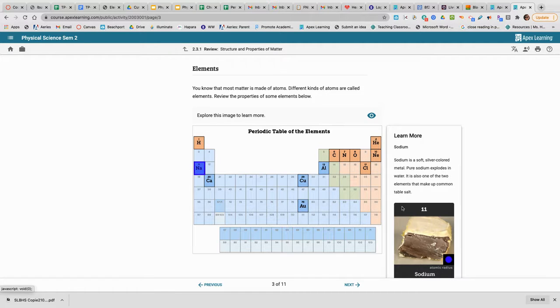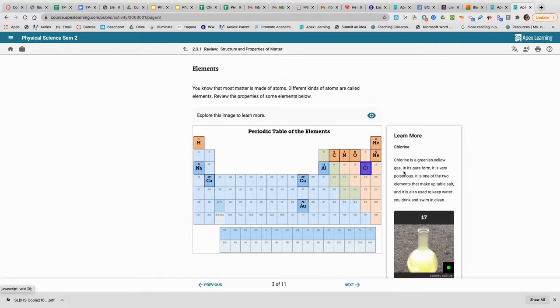It is one of two elements that makes up table salt. As you know, table salt is sodium chloride. And here's chlorine. Chlorine is a greenish yellow gas. In its pure form, it's very poisonous. However, when you combine it with sodium, you get something that humans can ingest very safely. This is also the stuff you put into your swimming pool to keep it clean.